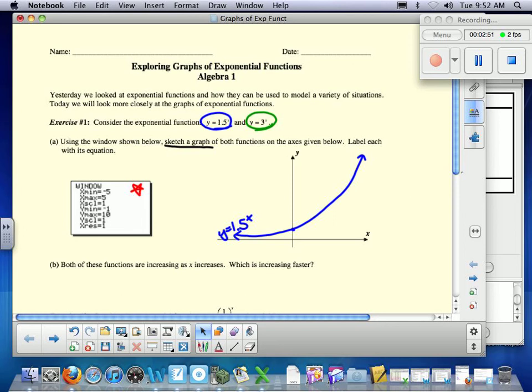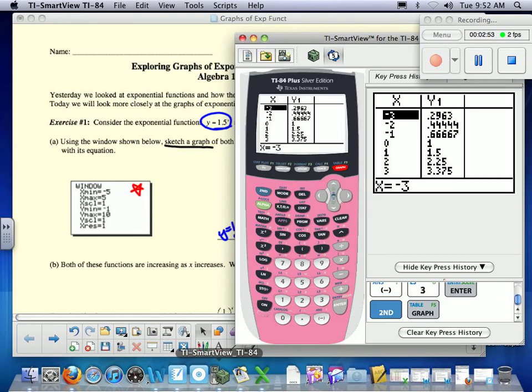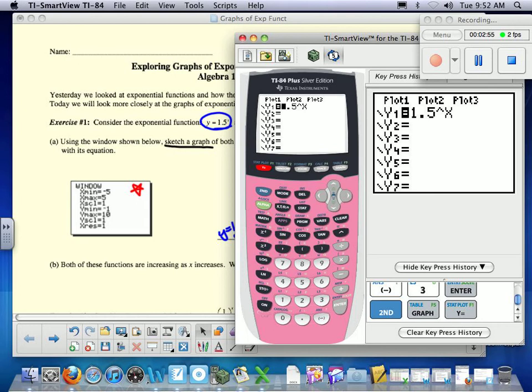And then we'll go right back to our calculator and change our function to be 3 to the x. Anybody want to predict what that might look like? How that's going to be different? Okay, more of a straight line? Is it going to go in the same direction? Do you think it's going to go steeper?